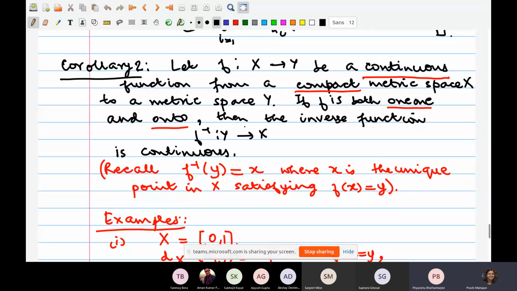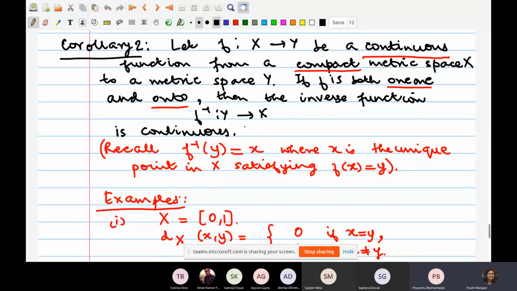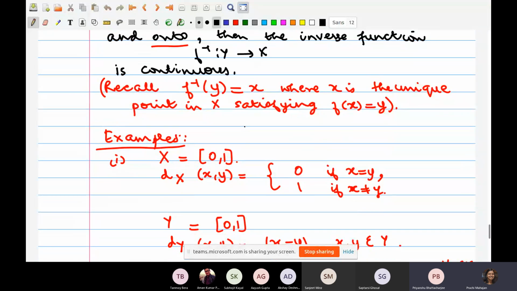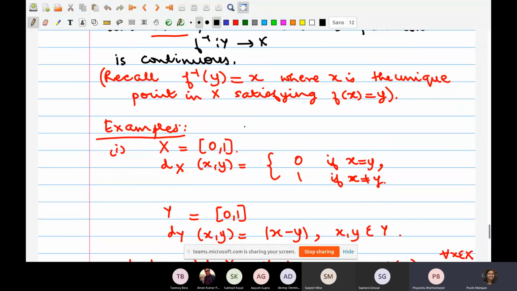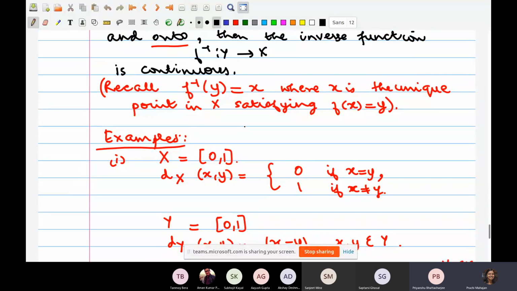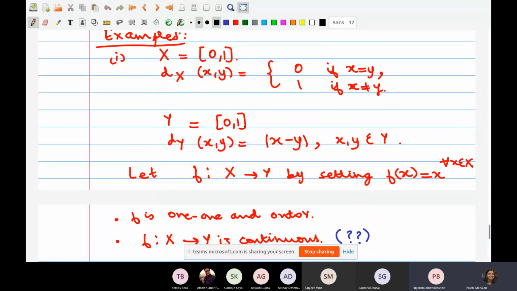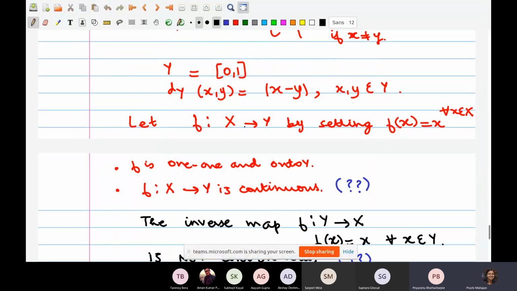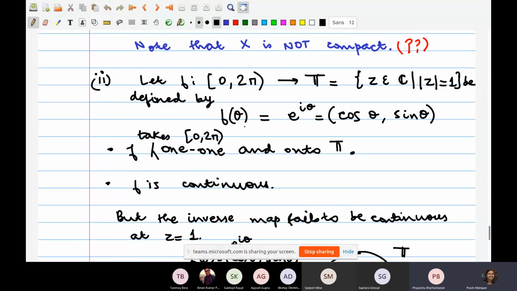Then we can talk about the inverse, right? The inverse is defined. f inverse is a map from Y to X, and the point of this corollary is to show that the inverse map is also continuous, right? So last time I tried to impress upon you that this is not straightforward. Whenever the inverse is defined, it need not be continuous, right? So we saw two examples to this effect.